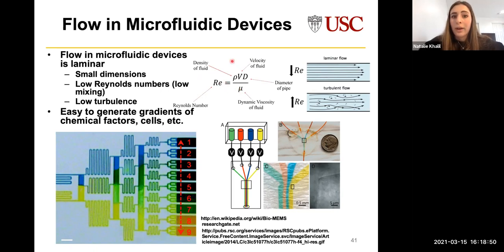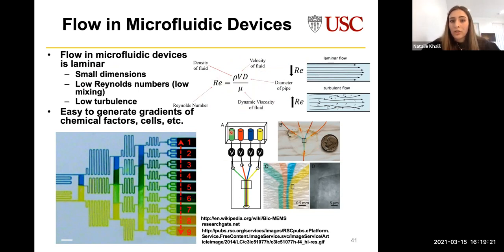And so this is the equation for Reynolds number. You don't have to know this for this course, but I'm just demonstrating that you can see in the numerator here, diameter of the pipe or the channel is incorporated into the Reynolds number. And since we're working with really small dimensions or small diameter channels, we end up with really low Reynolds numbers. And low Reynolds numbers characterize laminar flow.